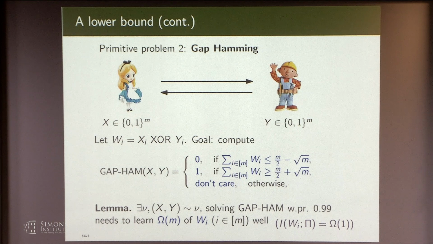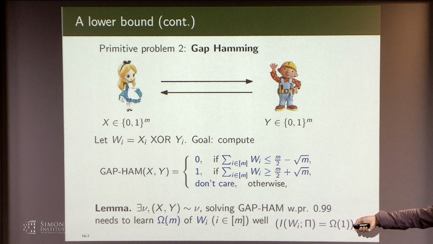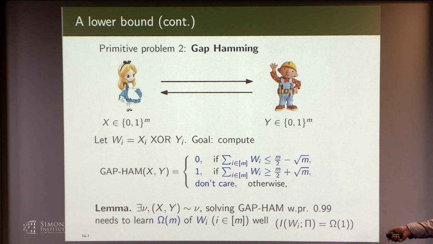Again, we can show that there exists some hard input distribution such that solving gap Hamming with good probability needs to learn, slightly differently, at least a linear number of w_i's well. By well, I mean the mutual information between w_i and the protocol transcript is at least omega 1. This is what I mean by learn well. So these are the two components we use.